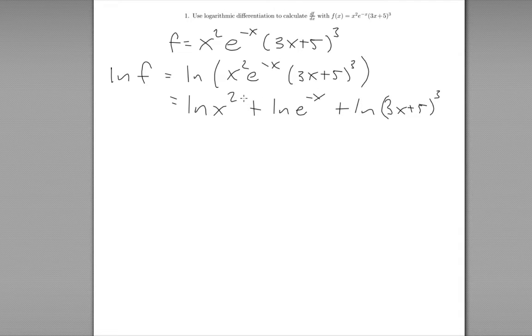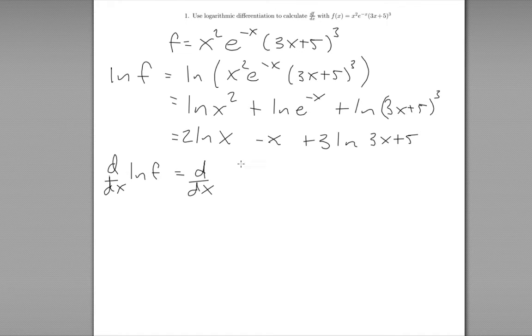We can further use our rules of logarithms to bring this exponent down. This becomes 2 ln x. e to the negative x inside of ln is just negative x because of the rules of logarithms. And here, this 3 can come down front and become 3 ln of 3x plus 5. So now that we have ln of f simplified in this way, we can take the derivative of both sides. So the derivative with respect to x of ln f is equal to the derivative with respect to x of 2 ln x minus x plus 3 ln of 3x plus 5.